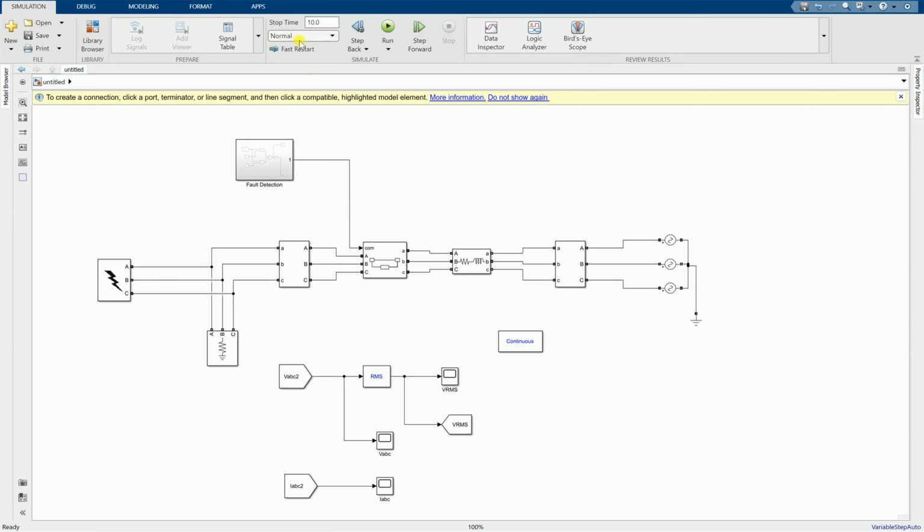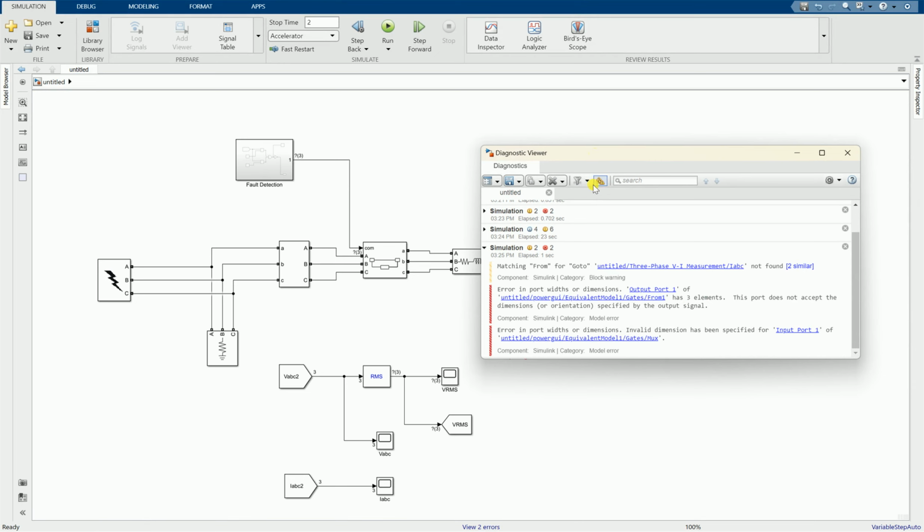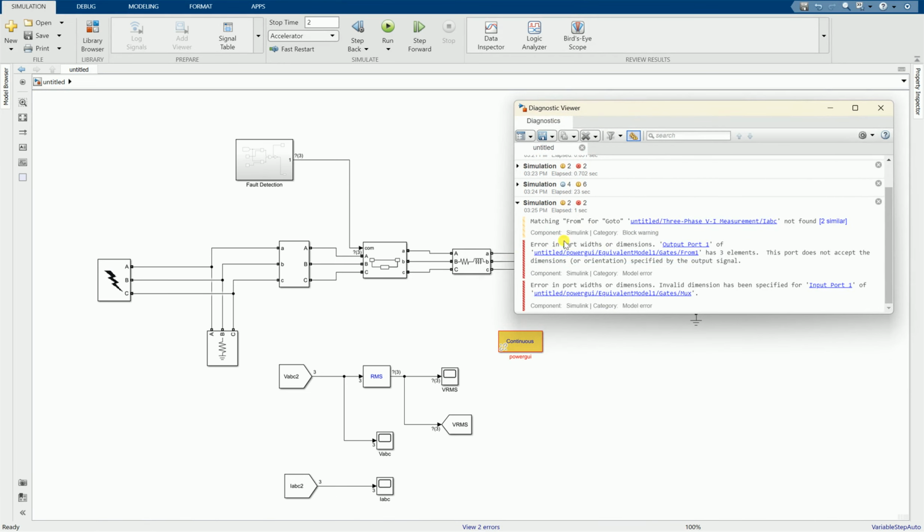First, you need to put this in accelerator mode, and the simulation time will be 2 seconds. Let's run this model and see if everything is fine or not. After running this simulation, it actually gives us an error. If you look here, it says error in port widths or dimensions. It seems there is a problem with this one, you can see here and here.